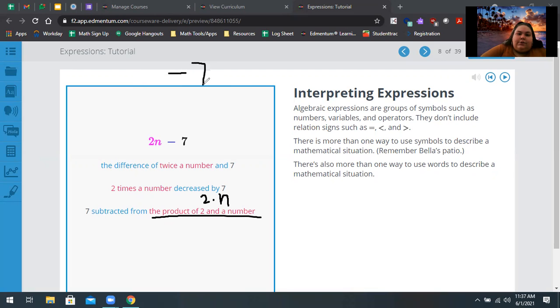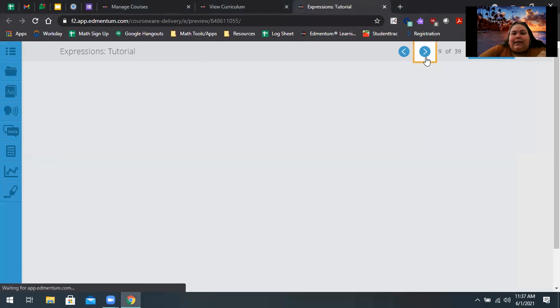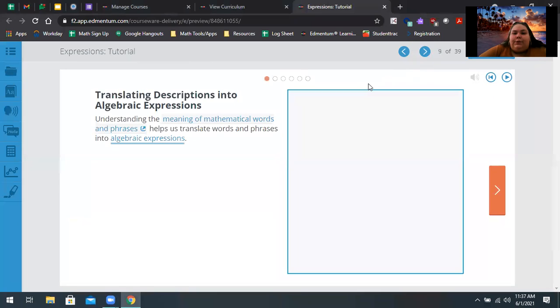So 7 is subtracted from this product of 2 times a number. So we'll be interpreting them. Again, I like to use their examples here and go along with you, and then make those notes. Again, I will point out where you want to make those notes. But let's go ahead and take a look at this one.